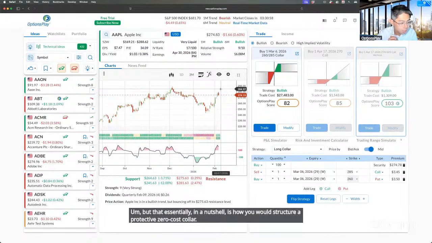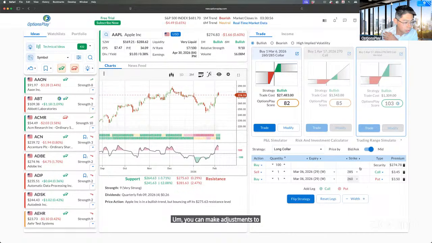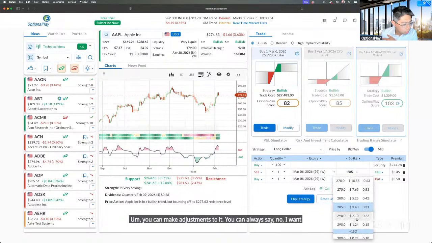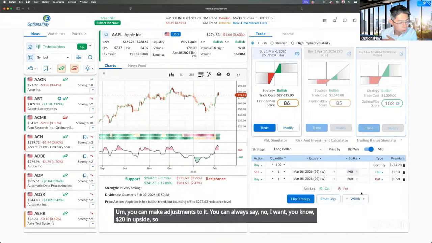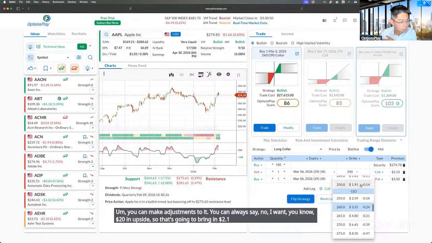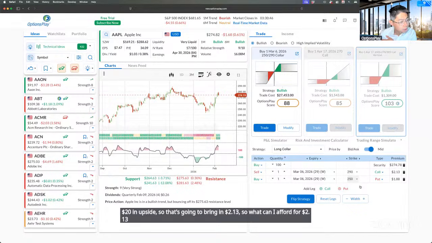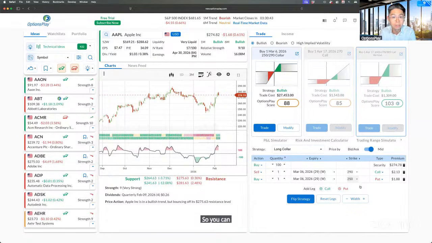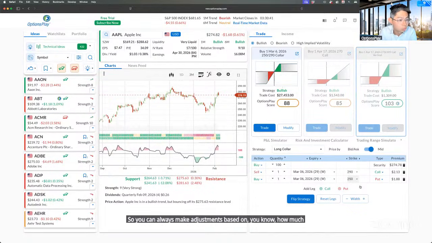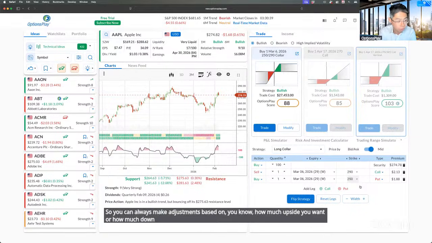You can make adjustments to it. You can always say, no, I want $20 in upside. So that's going to bring in $2.13. So what can I afford for $2.13? Maybe the 250s. So you can always make adjustments based on how much upside you want or how much downside protection you need. But as a rule of thumb, these are your ideal starting points for this type of strategy.